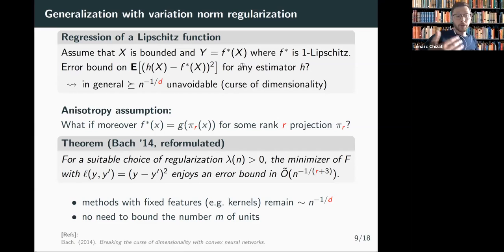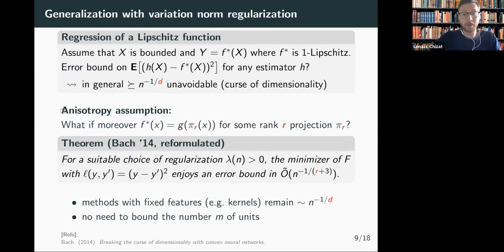Without further assumptions, in general, this is a difficult problem. It's a classical result. We know that we need at least an exponential number of samples in the dimension. The error that we achieve is in general larger than n to the minus 1 over d. And this is an instance of the curse of dimensionality. So now the question is, if we make additional assumptions, what will be our performance?